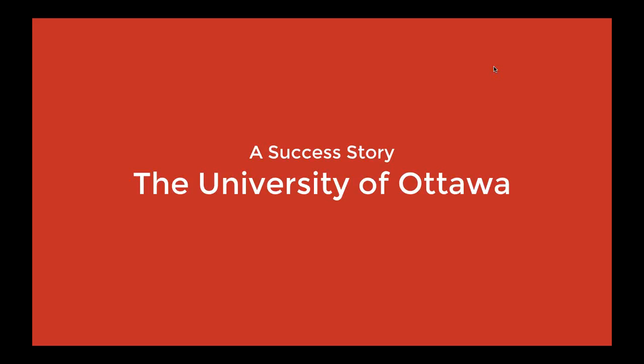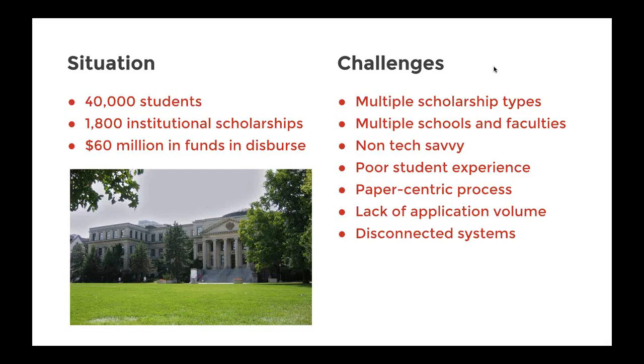So now I'm going to dive into a quick success story that we had with the University of Ottawa. These results were shared in the email invitation that you received, so I'm just going to jump in. Looking at the University of Ottawa, they are the world's largest bilingual institution. They have 40,000 students, 1,800 institutional scholarships, and distribute over $6 million in funds every year.